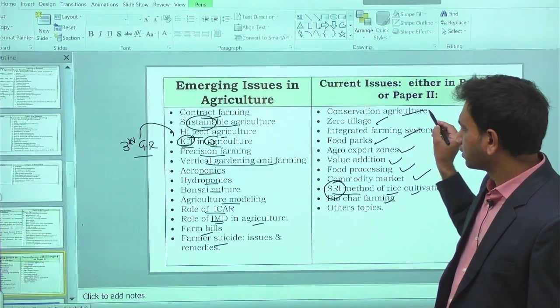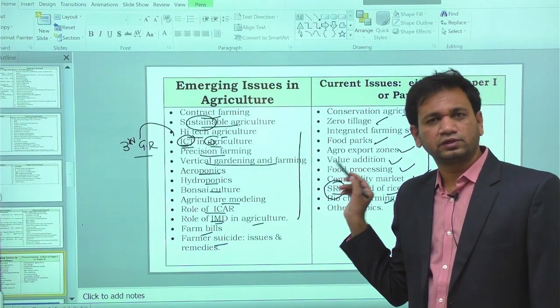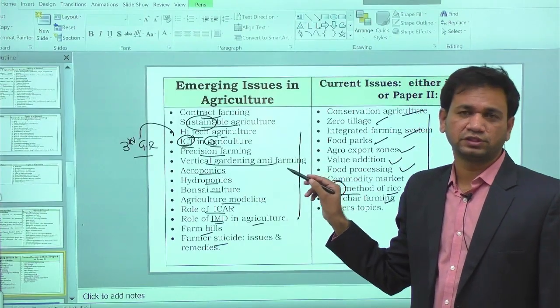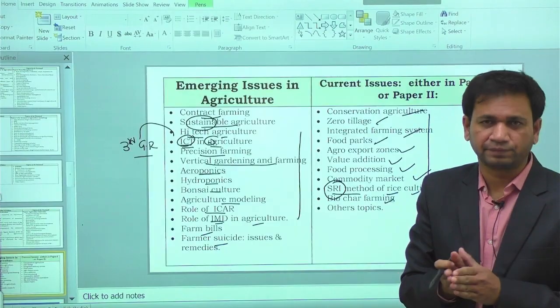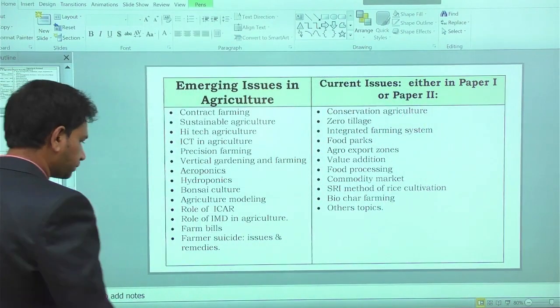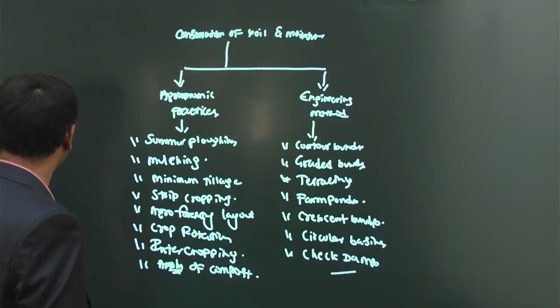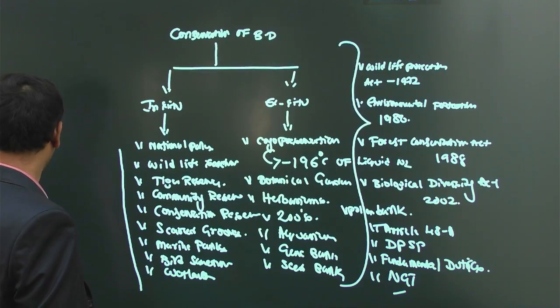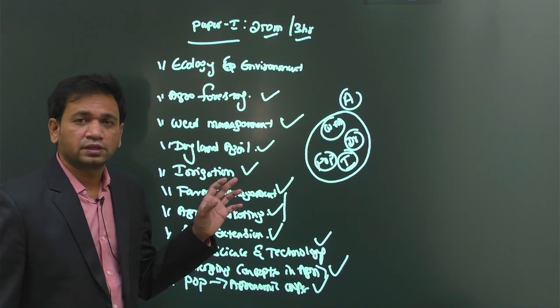See, these are some newspaper based topics. So again, minimum 3 to 4 questions we can expect from emerging issues in agriculture. So that is also part of paper 1. See, these are the basic things we have in paper 1. In paper 1, these are the basic subjects.